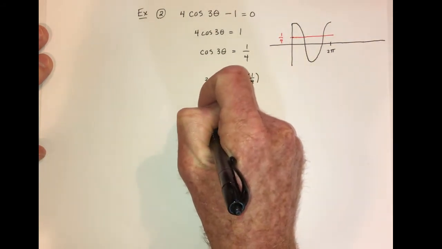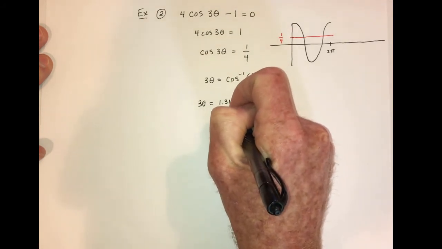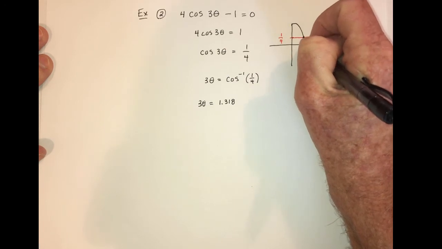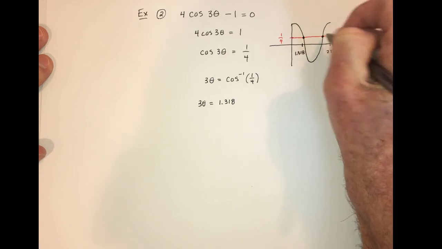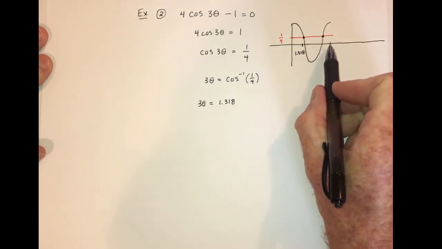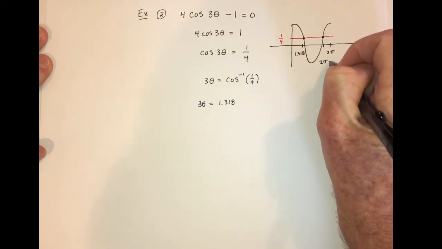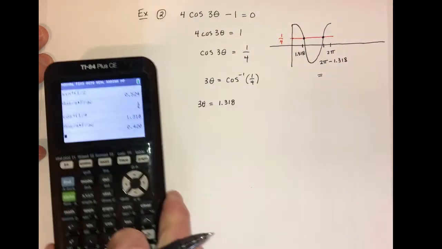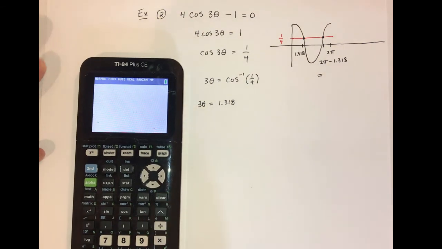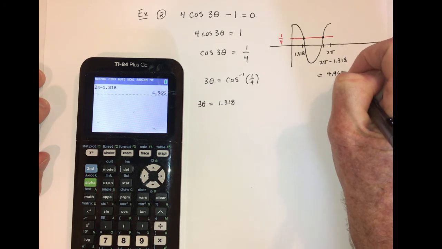So 3 theta equals 1.318. So that would correspond to this dot right here. And then for this one, it's to the left of 2 pi. So this one is going to be 2 pi minus 1.318. I sure wish I could calculate things like that in my head. 2 pi minus 1.318, 4.965.